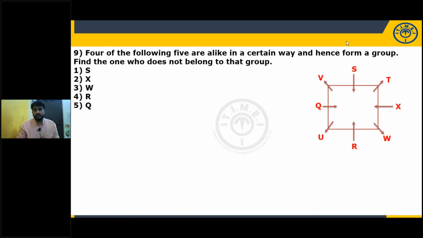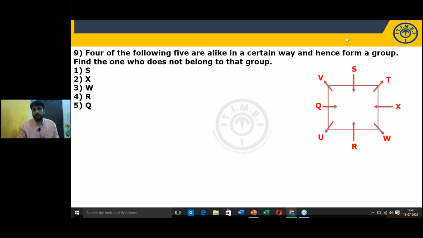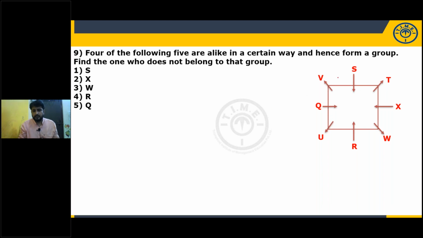What is the first question? Four of the following five, already I told, four of the following are alike; find the odd one out: S, X, W, R or Q. We have a square arrangement. Some are facing away from the center, some are facing center. S facing center, X facing center, W facing away from the center, R facing towards center, Q facing towards center. So W will be the odd one out. All are facing center except W. So choice 3.